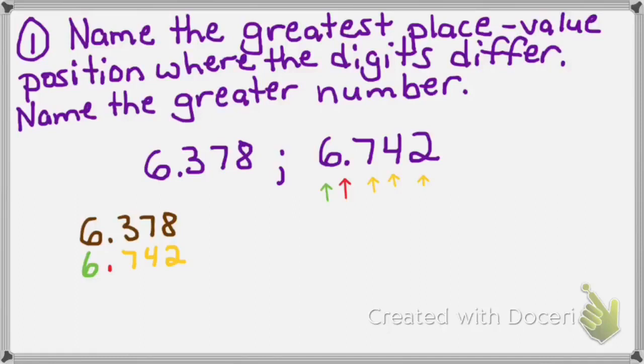And now I'm going to compare to find where they're different. So again, I read it from left to right, just like I read a sentence. 6's are the same, so I can't compare. And right here, they're different. 3 and 7 are different. Which is the larger number? The 7, so as always, I'll circle it.